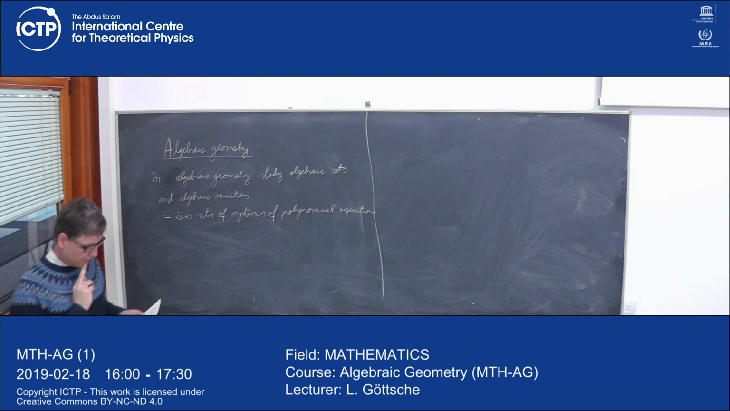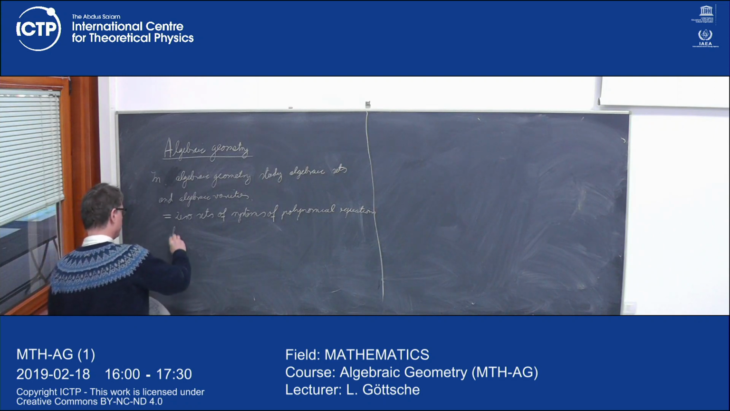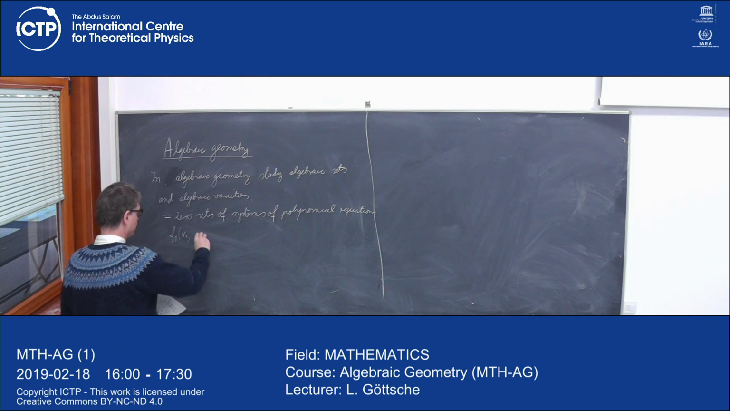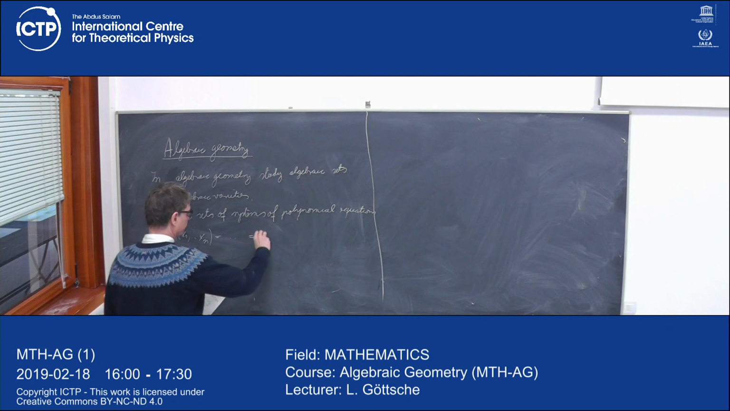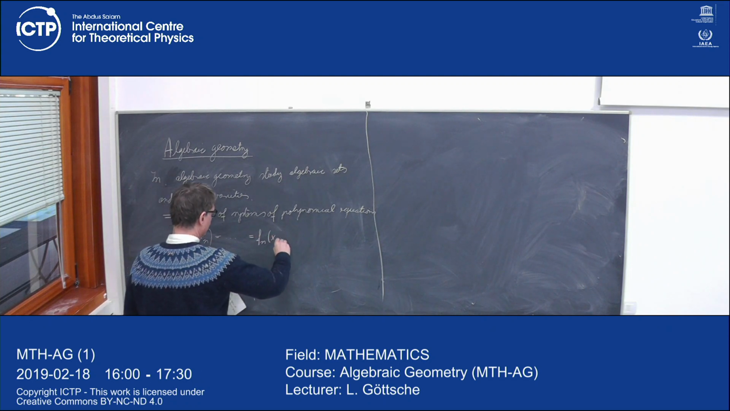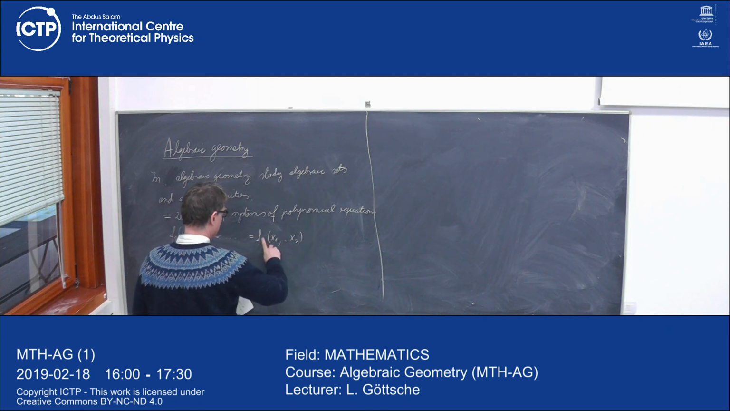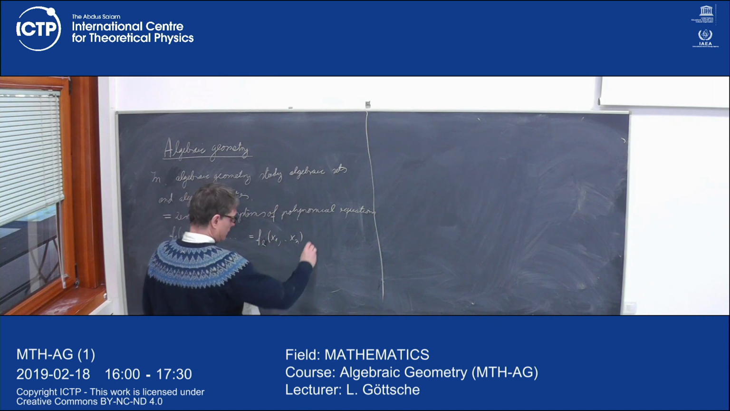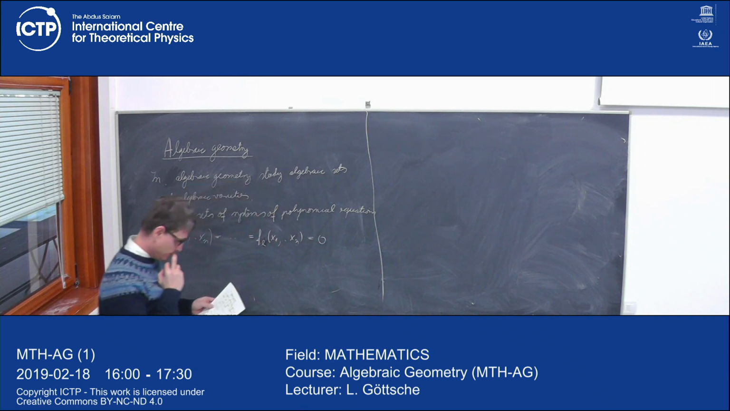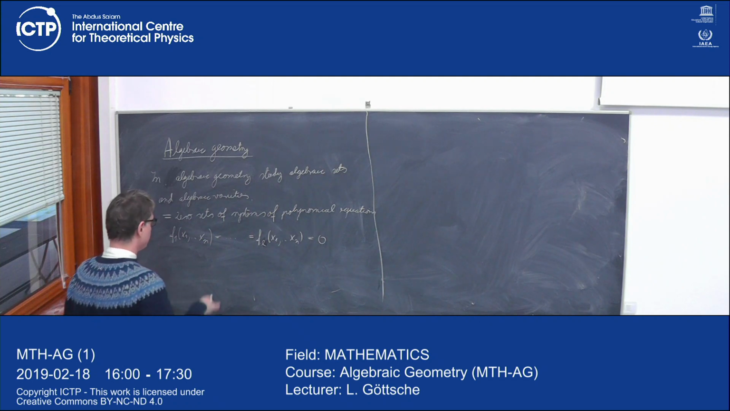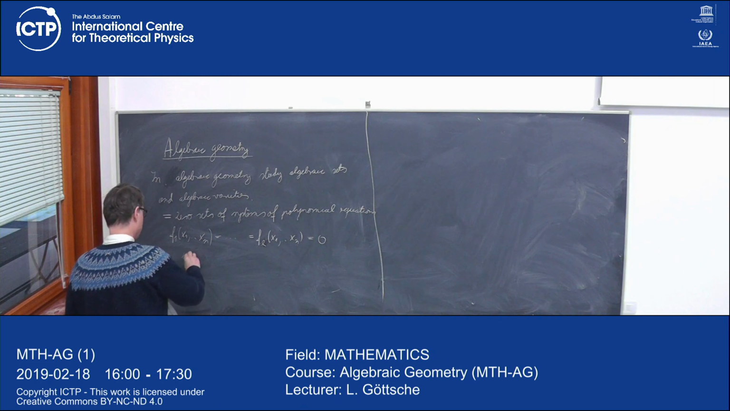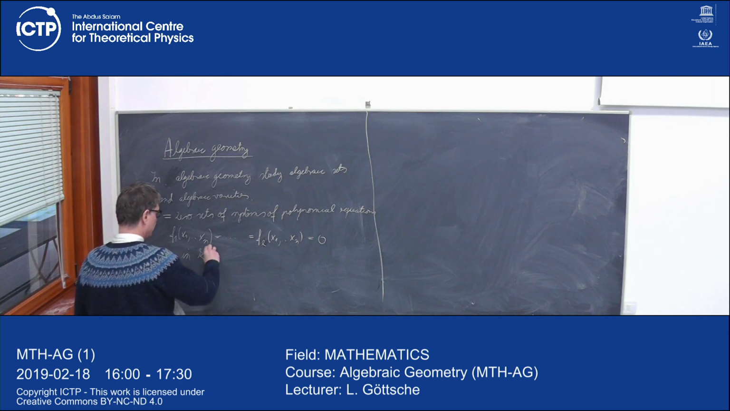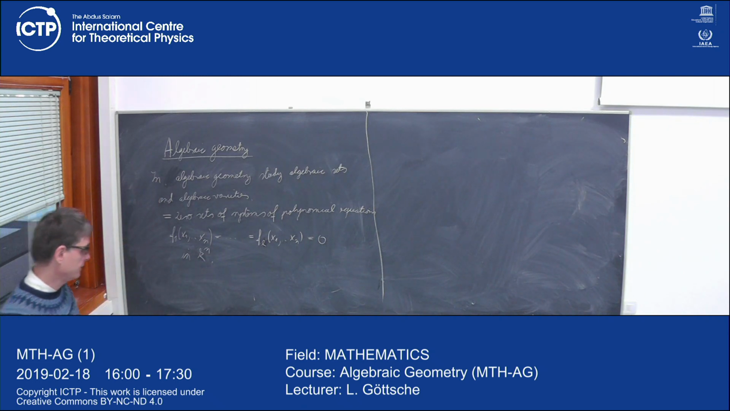So in several variables, we have f1 of x1 to xn equal to, and so on, fn of x1 to xn in k, is equal to 0. So we study these zero sets in k to the n, where k is a field.